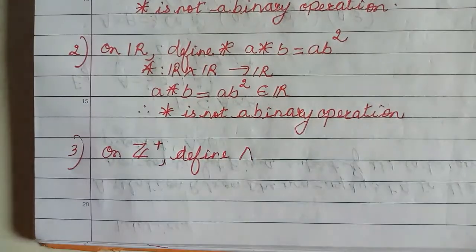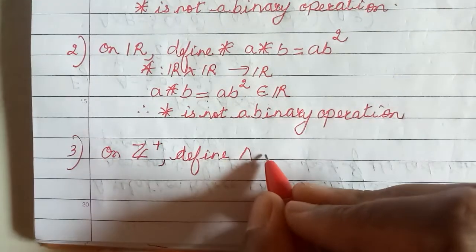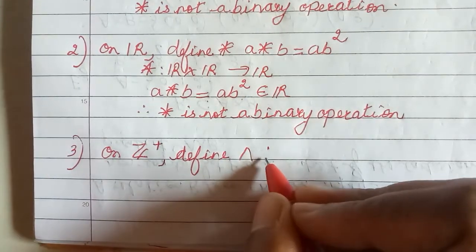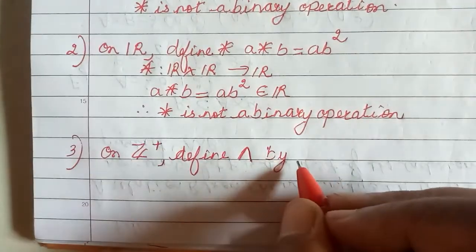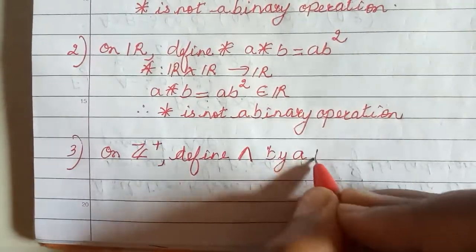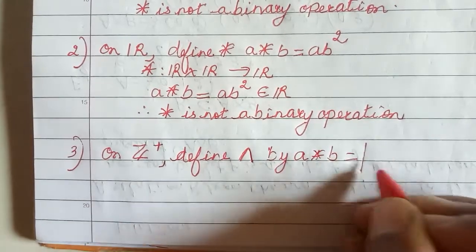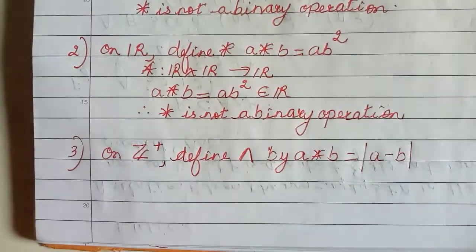This one, inverted VOM, right? Okay, by definition, star this one. Okay, the operation this one by, say, A star B is equal to modulus of A minus B.